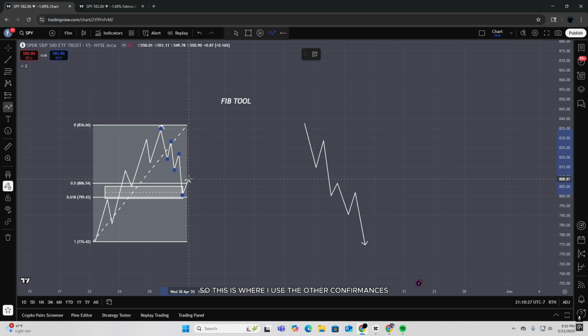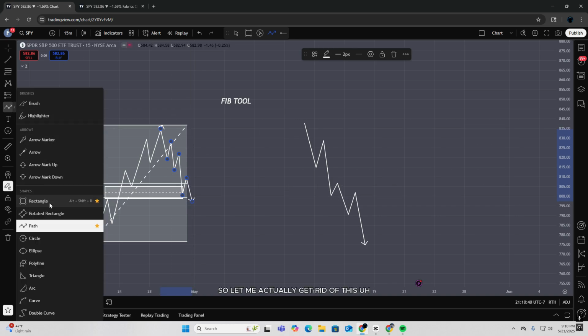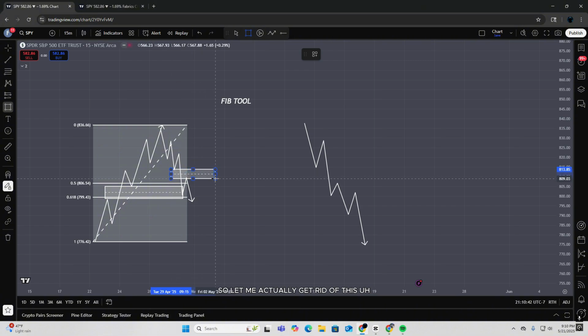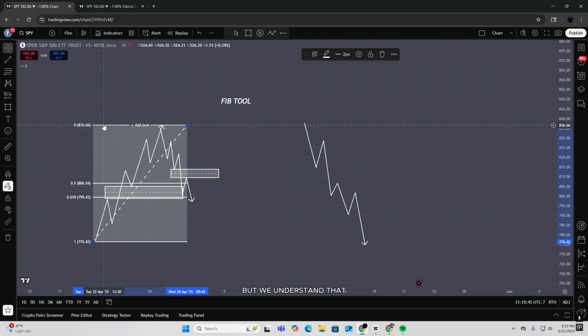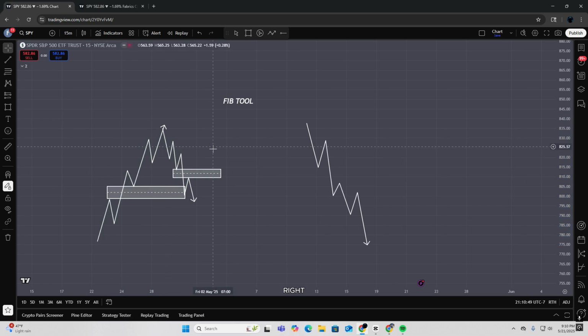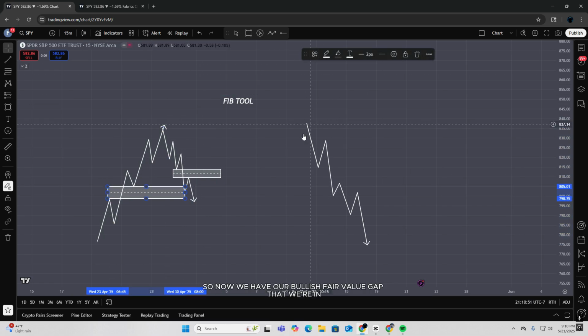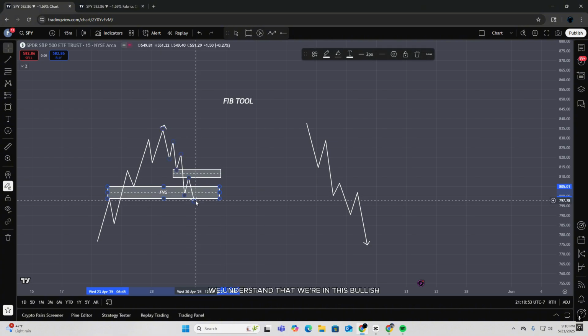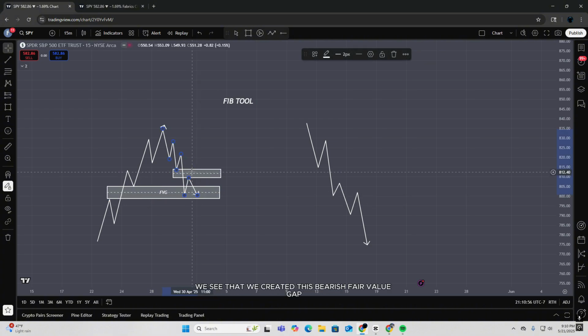So this is where I use the other confluences to help me understand if we're actually going to continue higher. Again, we came back down. What do we create? A bearish fair value gap right here. So let me get rid of this tool for now. We understand that we use this tool to help us spot the fair value gap. So now we have our bullish fair value gap that we're in, and we see that we created this bearish fair value gap.